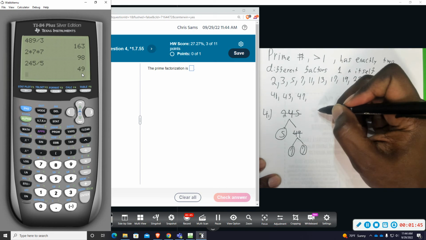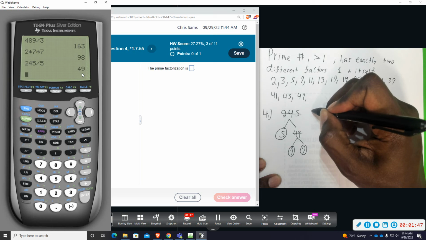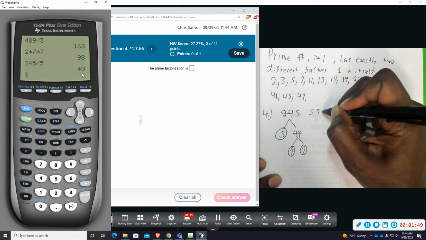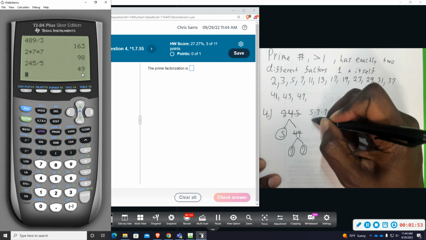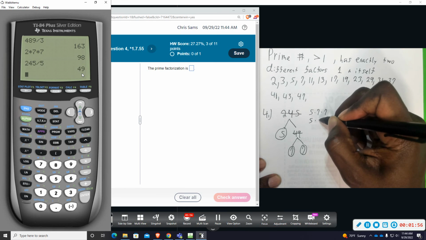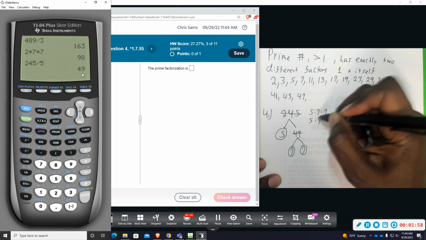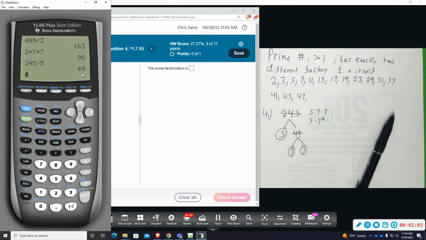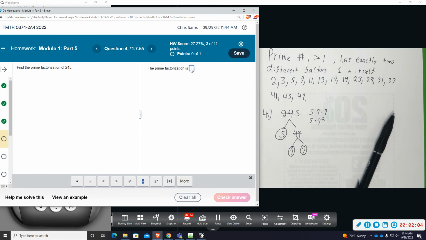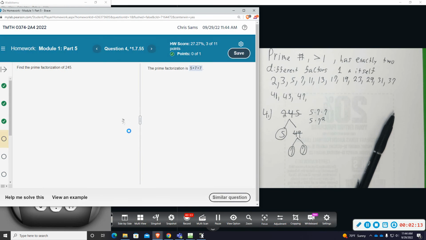So the prime factorization of 245, you can either write 5 times 7 times 7, or you can write it in exponential form. You can write 5 times 7 squared, because you got 7 times 7, you can write that as 7 squared. Either way you write it, it's going to be accepted here. So I'm going to write it without the exponent this time, and then the next one I'll write with the exponent if it has one.